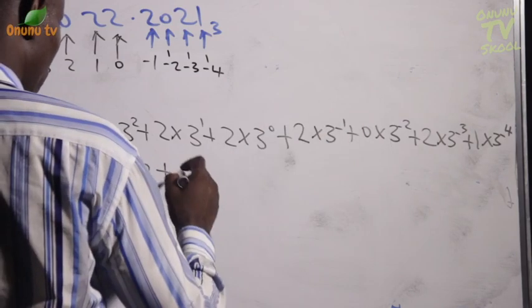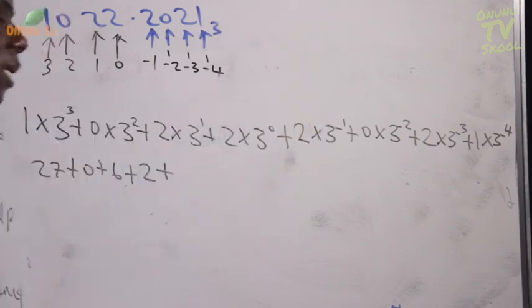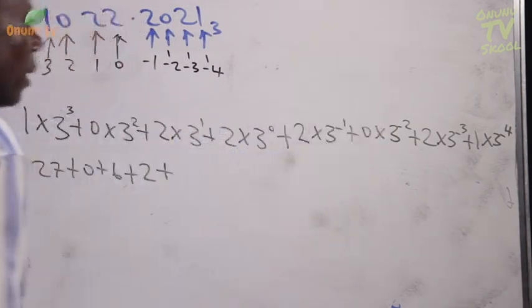3 raised to the power minus 1. This is the same thing as saying 2 times 1 over 3. Law of indices, negative power law: any number raised to the power minus is equal to 1 over the number. So invariably, this will be equal to what? 2 over 3. I hope you understand me.